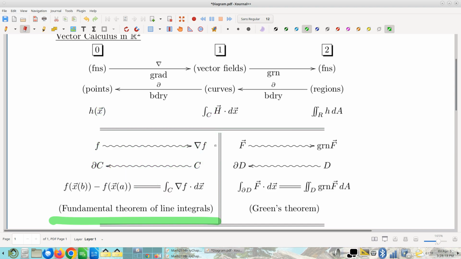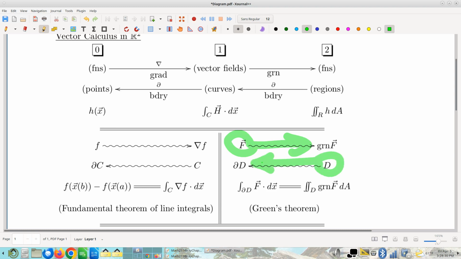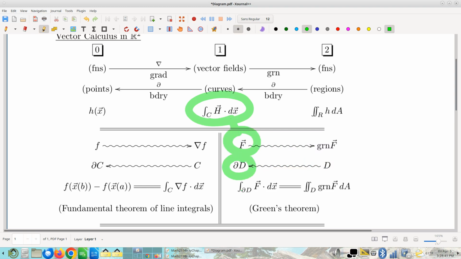And now let's think about Green's theorem. In Green's theorem, there's a vector field for which you compute Green's operator. There is a two-dimensional region whose boundary you consider. And, reminder, a line integral of your original vector field around that boundary, a double integral of Green's operator on your original domain, and those are equal.